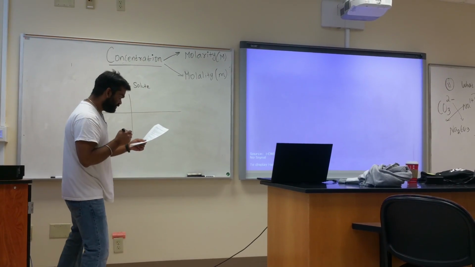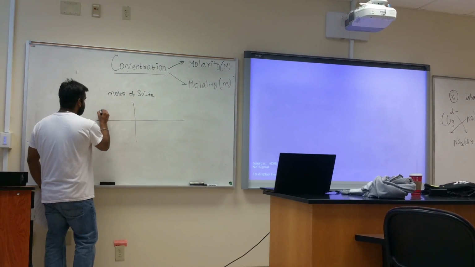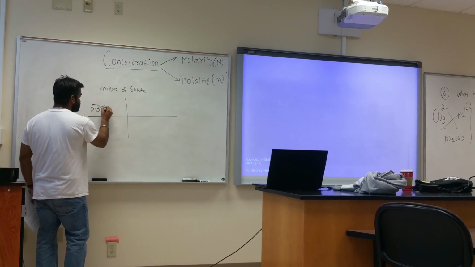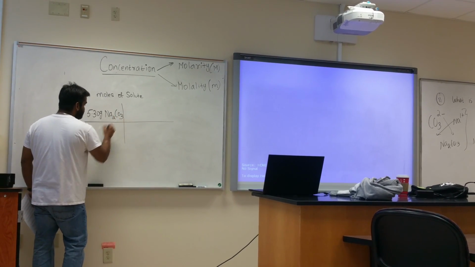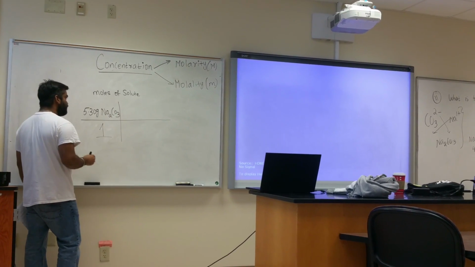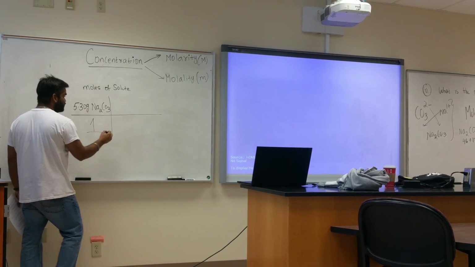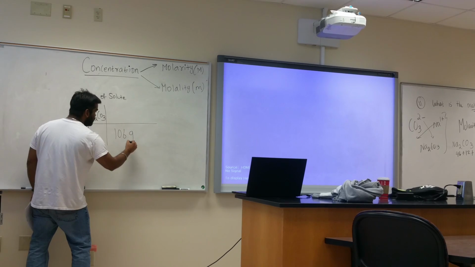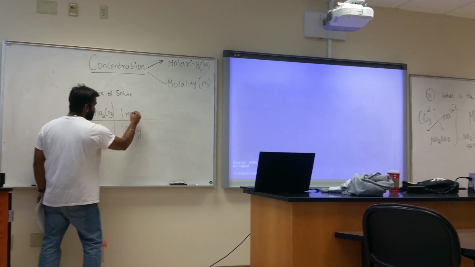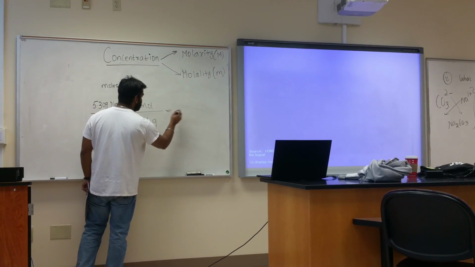Is it 5.3 grams? 5.30 grams of sodium carbonate. Again, we put 1 here. We don't want grams, we want moles. So we put that 106 grams on the bottom. 1 mole goes on the top. That's it, we're done with the moles part.